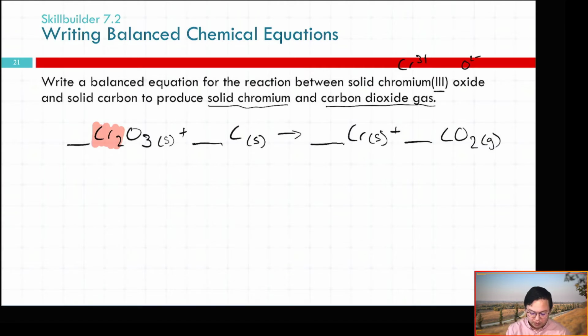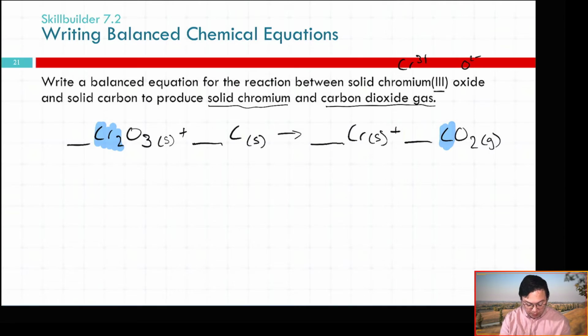I guess we'll do it properly first. Well, I'm going to start left to right here, because it says if we have an element that occurs in only one compound on either side, balance that first, right? But we have chromium. Let me erase this. We have two of those though. We have chromium, which only occurs in one compound on the left side, but we also have carbon, which also occurs in only one compound, and that's on the right side. So since there's a tie, we balance the metal first. So we'll do chromium.